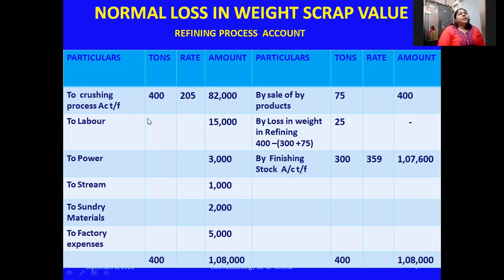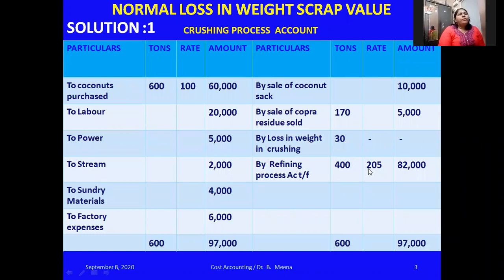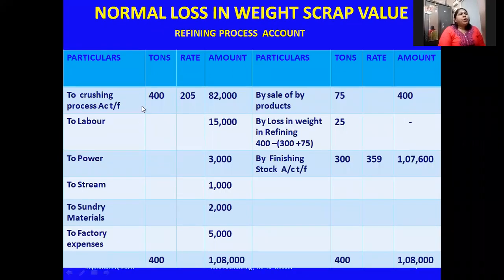I will repeat. I transfer the output of the crushing process as the input of the refining process, right? And I debit the respective amounts of expenses in the refining process. Then I move on to the credit side. I credited the income given in the problem as sale of byproducts, so 75 quintals they gave and 400 is the amount. And then I posted the output of the refining process as per the problem, 300. Once I finish posting this, I need to check whether there is any loss rate.